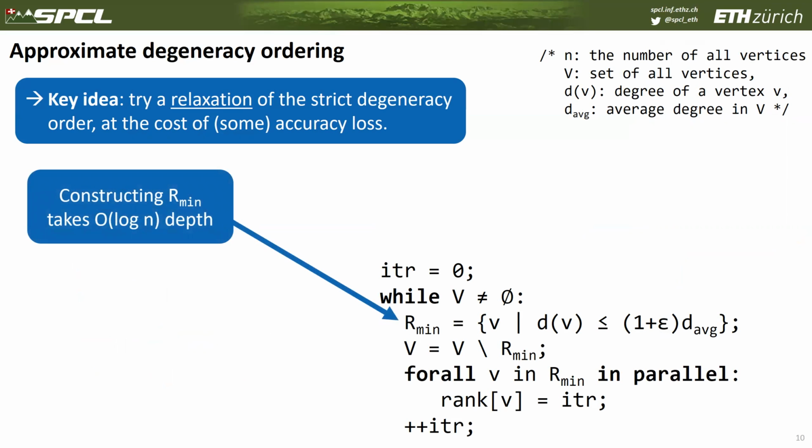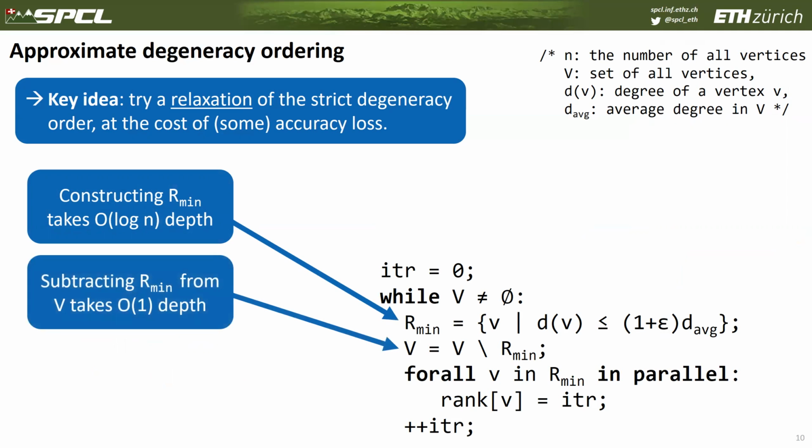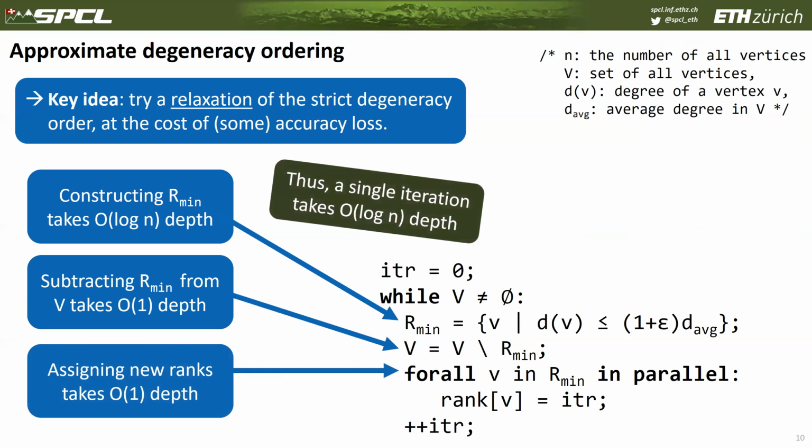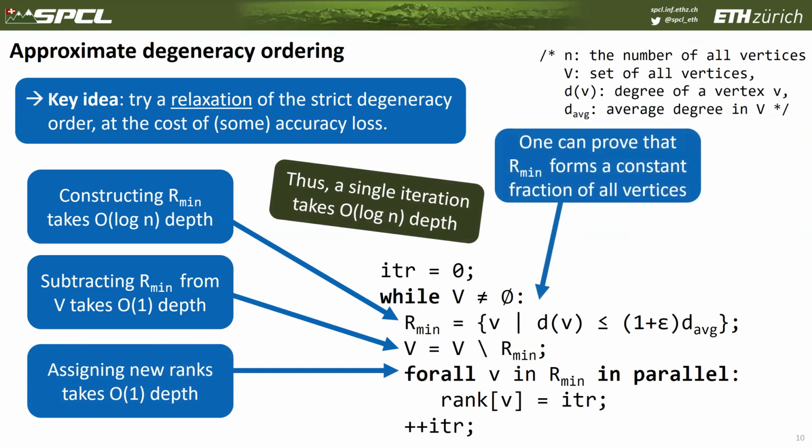If we take a look at this algorithm in more detail, realize that on one hand, constructing the set R min will take O(log n) depth. The key part here is to construct this average degree in the set V. Subtracting this R min from V will take O(1) depth, simply because we can store both as bitmaps. And then assigning the ranks also is O(1). It means that a single iteration takes O(log n) depth, which is very nice.